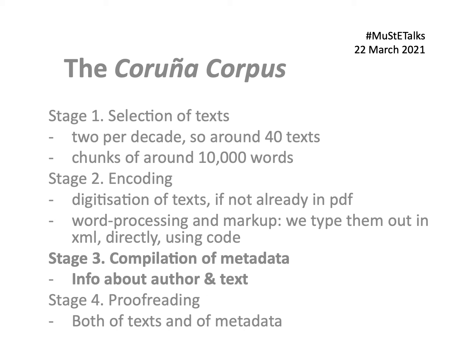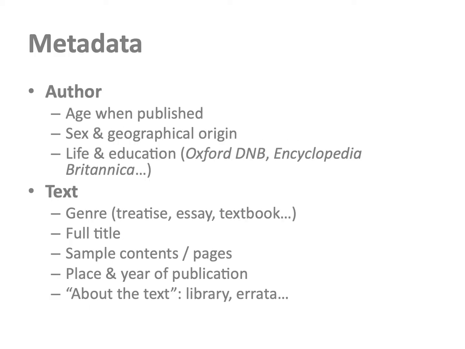Now, in stage 3, we compile what we call the metadata, or information about the text and about the author. So these are all relevant pieces of information because remember how a corpus has to be representative and balanced. That is, it needs to contain enough variety which would reflect the reality of the period, in this case in a balanced way.